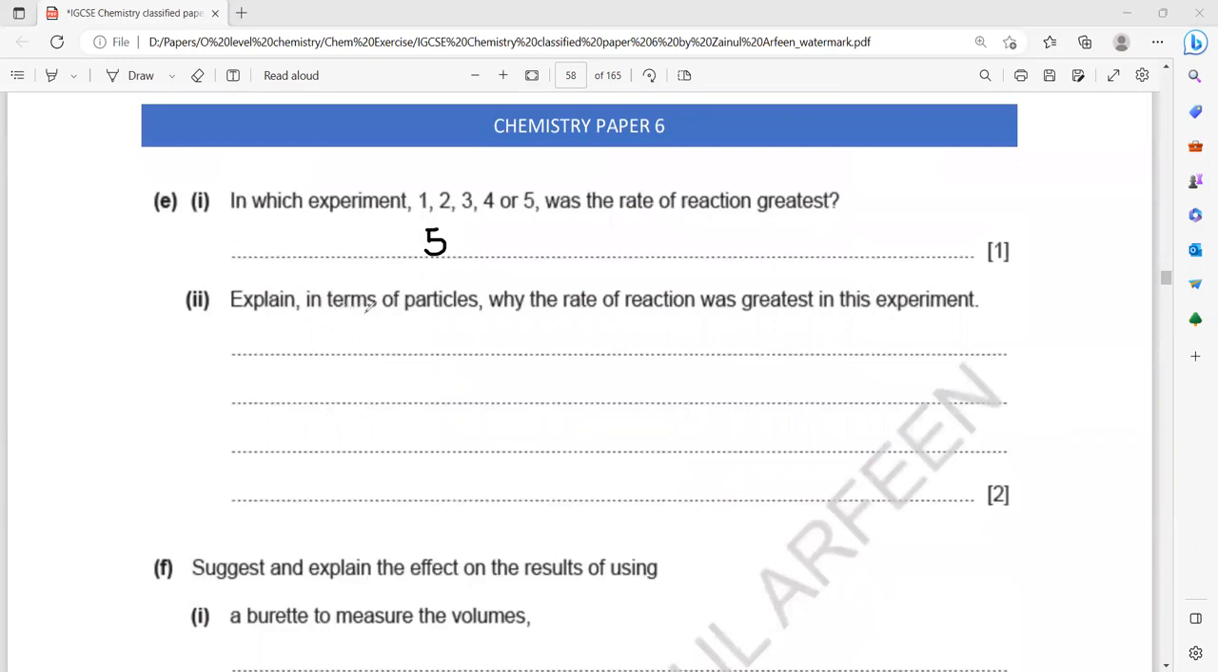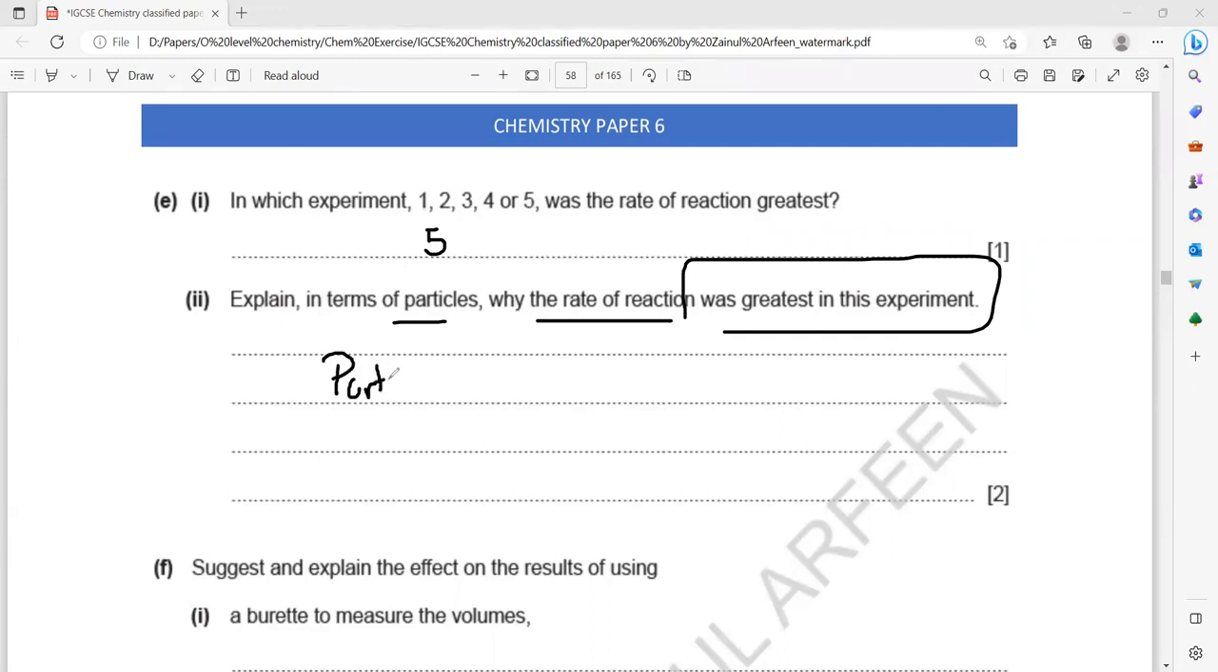And then explain in terms of particles why the rate of reaction was greatest in this. Experiment 5 we did at a high temperature. So if the temperature was higher, it means there will be more frequent collisions or particles will have high energy. So as a result, the particles have high energy. And when the particles have high energy, there will be more successful collisions, or greater collision frequency, or a greater proportion of the particles have energy more than activation energy. That's why the reaction occurs at a higher rate.